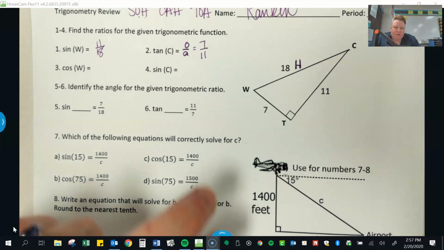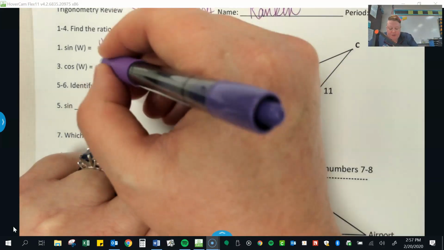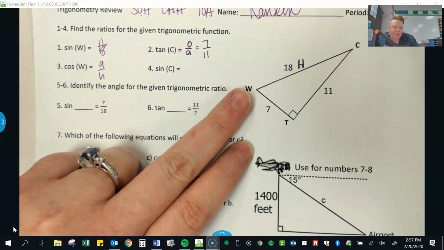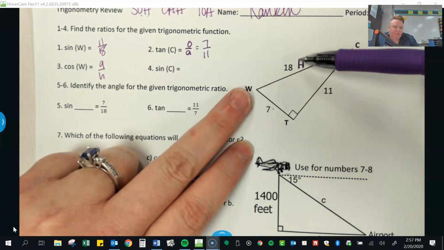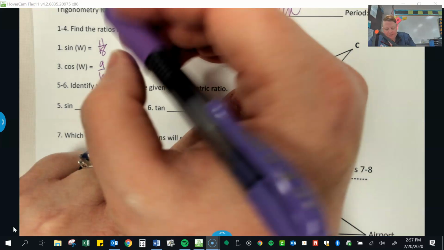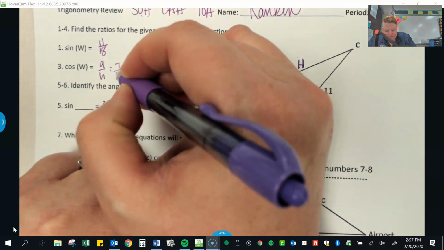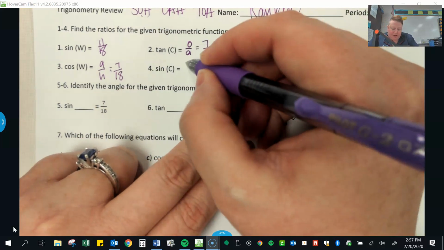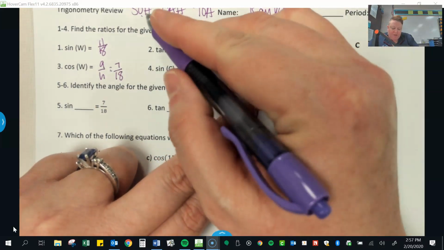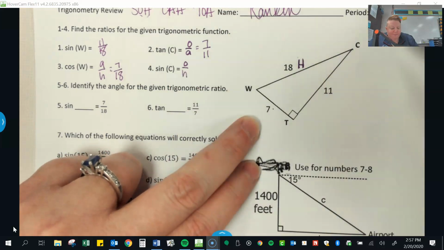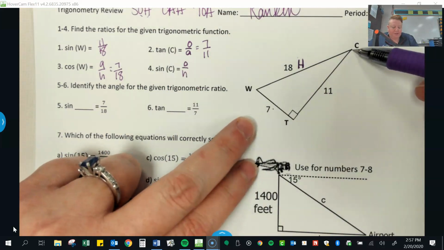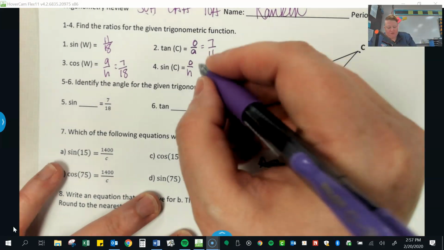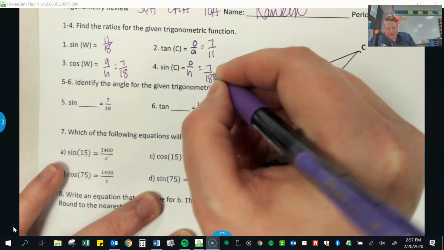All right? Cosine W. The cosine is the adjacent over the hypotenuse. Adjacent is 7. Hypotenuse is 18. All right? And then sine C. The sine is the opposite over the hypotenuse. So sine C is opposite over hypotenuse, 7 over 18. All right?